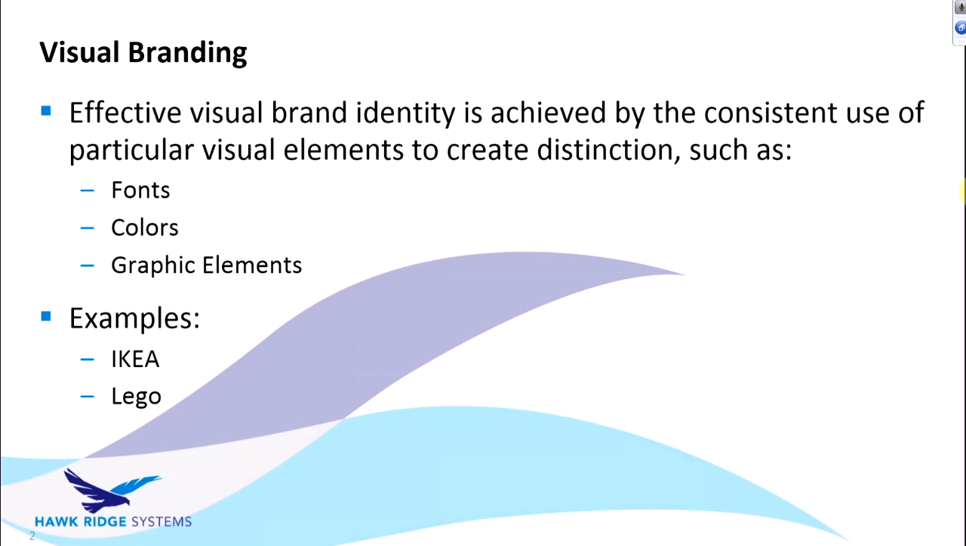So here's this idea that effective visual brand identity is achieved by the consistent use of particular visual elements to create a distinction. And those elements can be things like fonts, colors, graphic elements. And you see that a lot. If you think about a Toys R Us sign, just the colors and the font and the way that the letters are all skewed on their sides, even if it said something completely different, your brain would probably think, hey, that looks like Toys R Us.